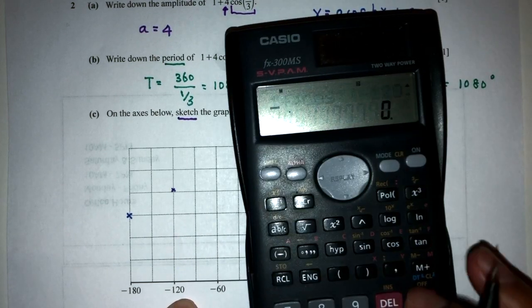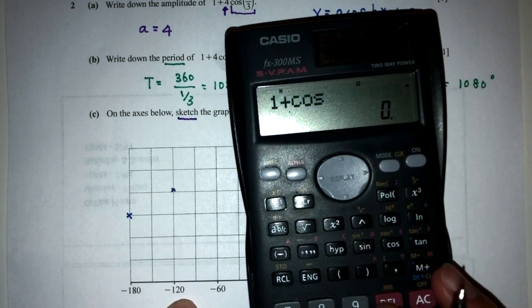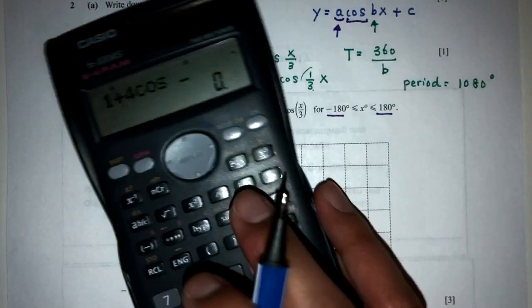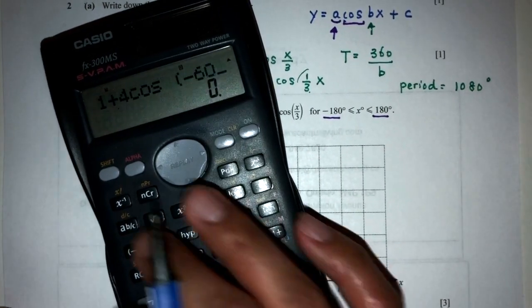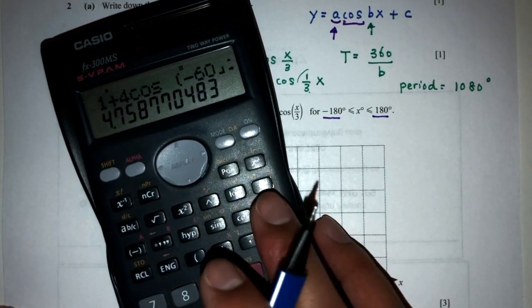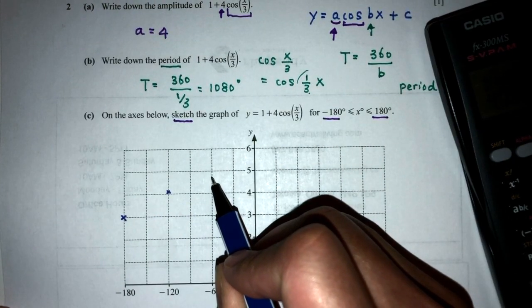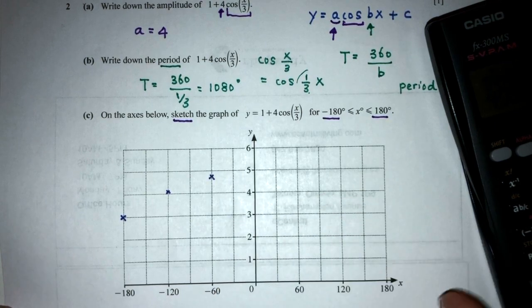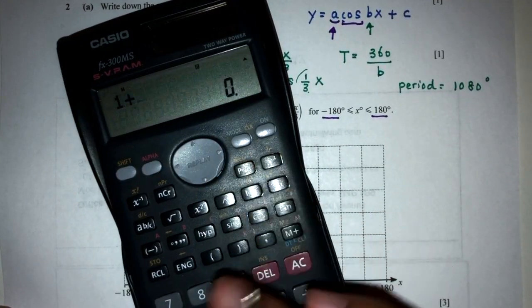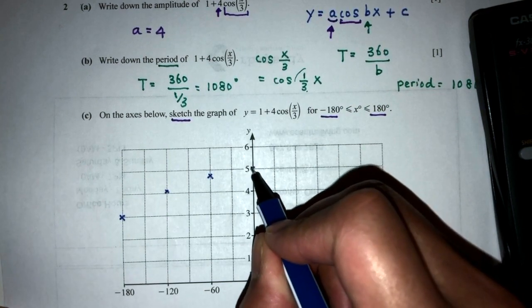Next one, minus 60. 1 plus 4 cos of minus 60 over 3. That will be 4.76. So 4.76 should be somewhere over here, I would say. And then cos of 0. So 1 plus 4 cos of 0. That should be 5. So 5 is right here.